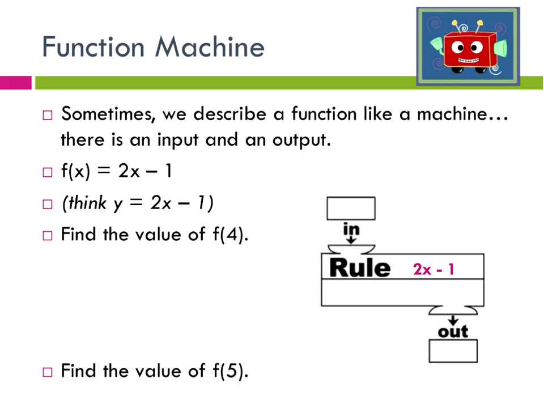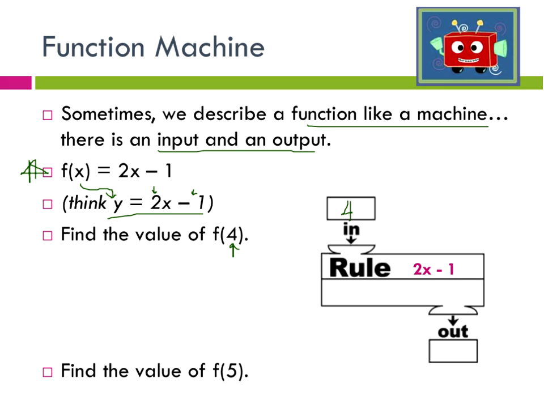So sometimes we describe functions like machines, where we say there's some sort of input and some sort of output. So let's consider this function, f of x equals 2x minus 1. Again, if you want to, you could think of this as y equals 2x minus 1. And we can remember y equals 2x minus 1 is a line that has a slope of 2 and a y-intercept of -1. But instead of graphing this now, we want to say find the value of f of 4.